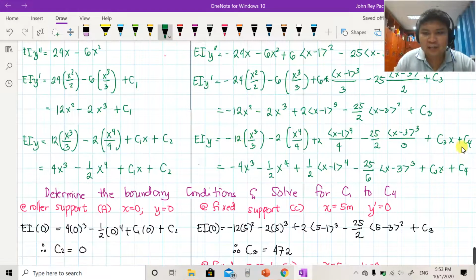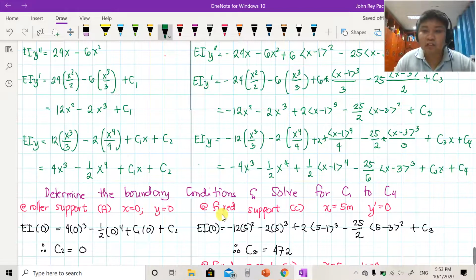Might as well for EIy, it is like this. I hope you understand our process of integration, no? It is easy, class. So negative 12 times x cubed over 3 minus 2 times x to the fourth over 4, plus 2 times (x minus 1) to the fourth over 4, minus 25 over 2 times (x minus 3) cubed over 3 plus C3x plus C4. So therefore, the result is negative 4x cubed minus 1 half x to the fourth plus 1 half (x minus 1) to the fourth minus 25 over 6 (x minus 3) cubed plus C3x plus C4. Okay? So, we have established the two double integrations.